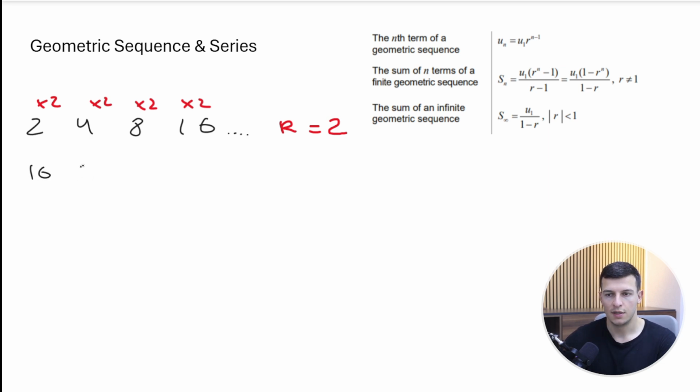For example, 16, 8, 4, 2. Now, what am I doing here? I'm dividing by 2, or multiplying by 1 over 2. Same idea, 1 over 2 to get to the next value. So my R here is going to be 1 over 2. This one is a decreasing one.